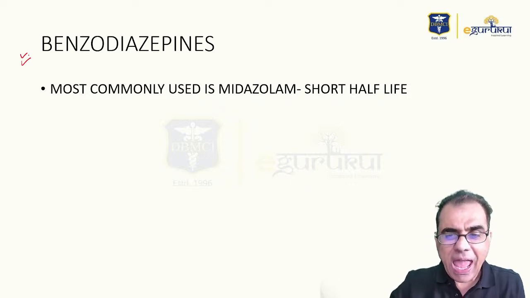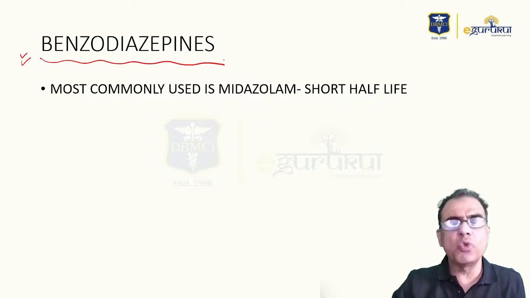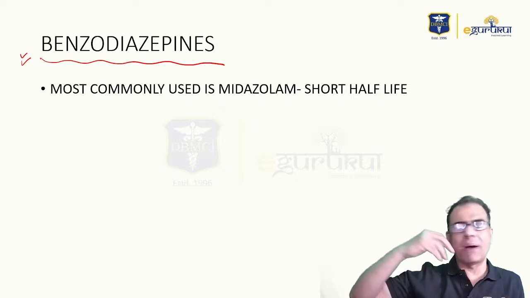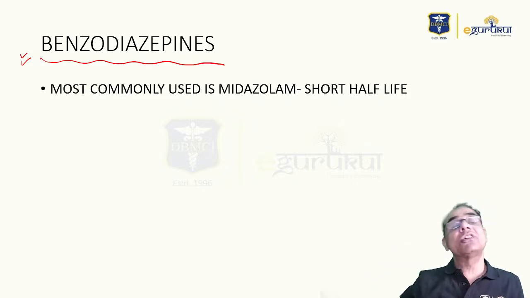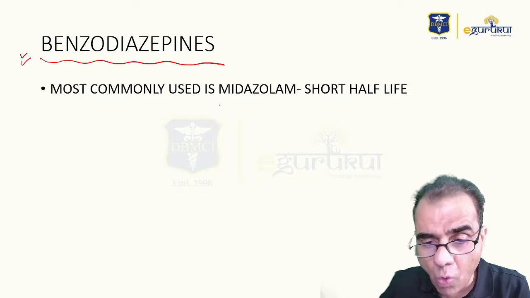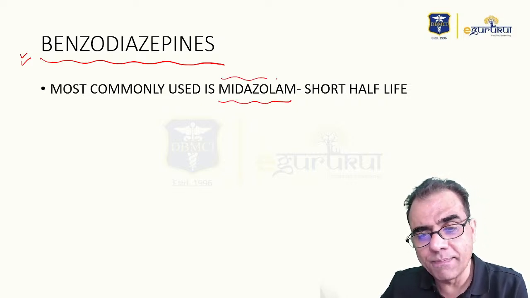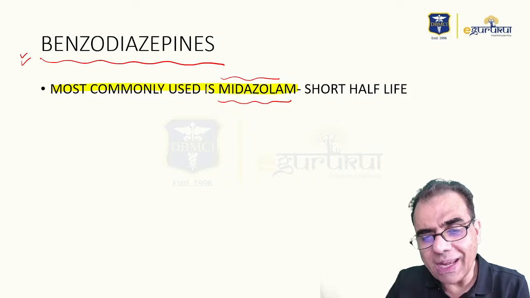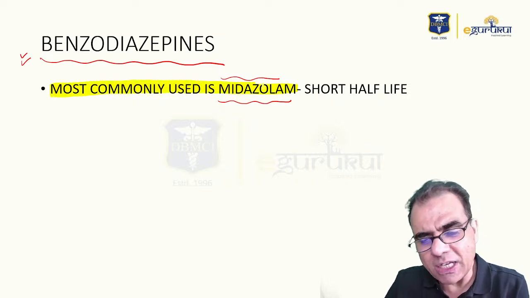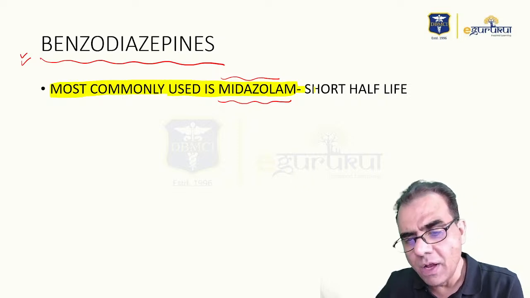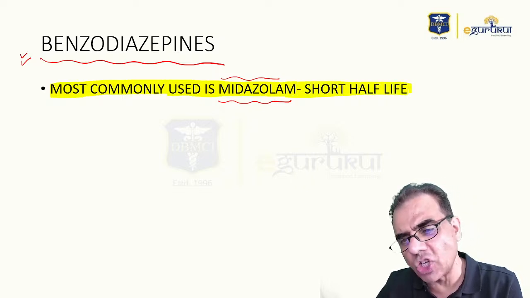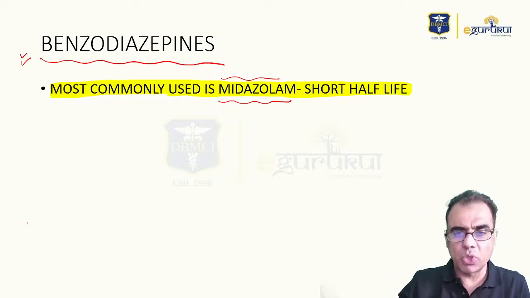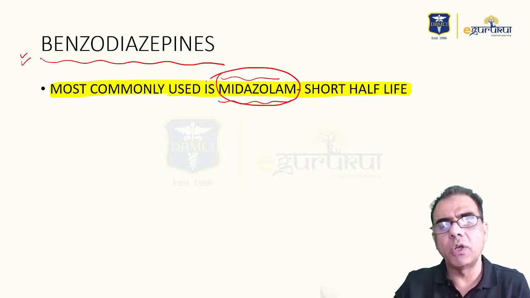Benzodiazepines. Among the benzodiazepines, we can use them as a tablet in the preoperative period, where you can use diazepam, lorazepam, anything. However, in the intraoperative period, we are only and only using midazolam. Most commonly, rather I will say the only benzodiazepine used nowadays is midazolam, because midazolam has a much shorter half-life as compared to other types of benzodiazepines.